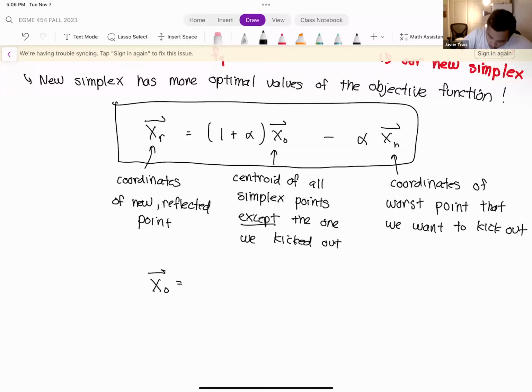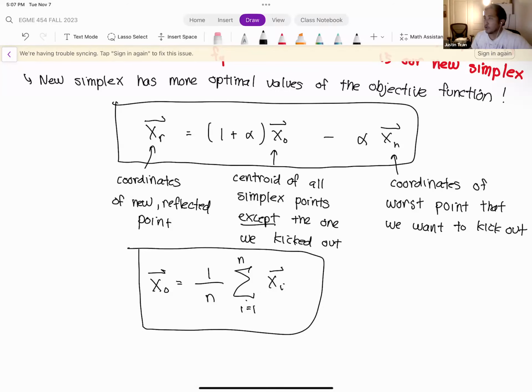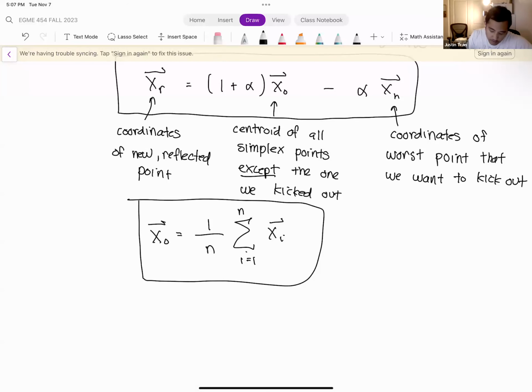And so X0 here, the way that we're going to compute it is we're going to take 1 divided by n multiplied by the summation of i equal to 1 to n of xi. Basically you're taking all the simplex points that you are not kicking out, and you just take the average of each of those vectors. So that's X0, which is relatively easy to program in the code.